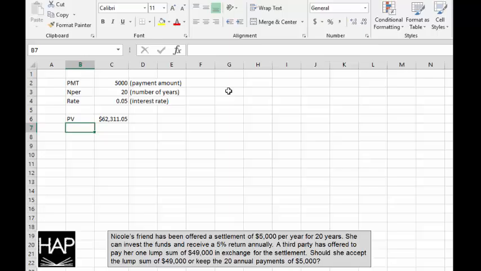So we know again that because the present value of the $5,000 payments at the end of each year for 20 years is worth $62,311.05 to my friend, this amount is higher than what's being offered by the third party. So she's better off just taking the settlement as is and not selling the settlement to the third party for $49,000.